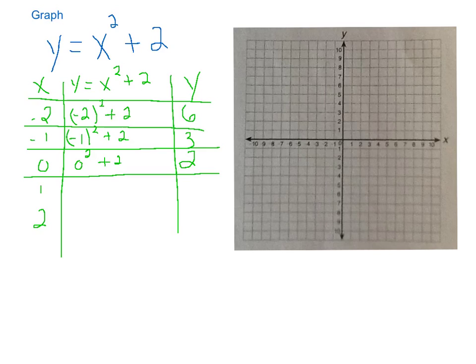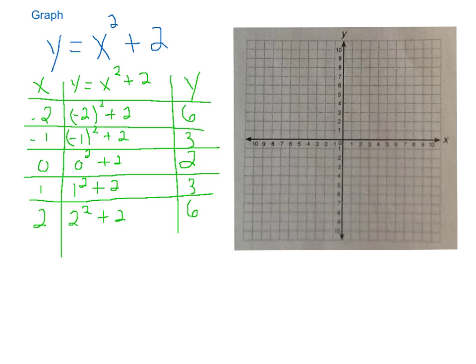If we put a 1 in there for x, we have 1 squared plus 2. Well, 1 times 1 is 1, and then 1 plus 2 gives us 3. If we put a 2 in there and square it, then add 2, we get 2 squared is 4. 4 plus 2 is 6.